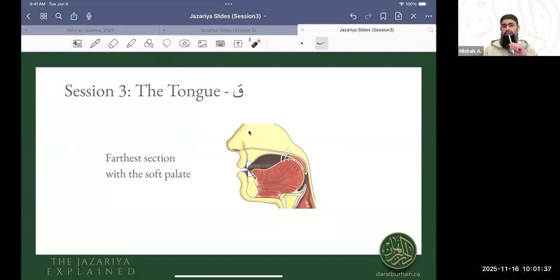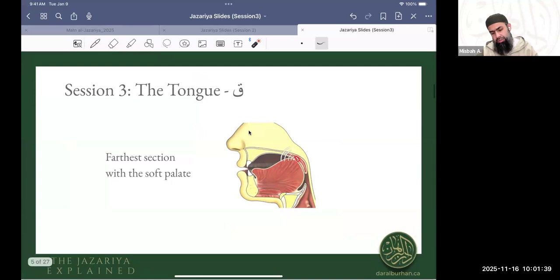So if you look at qaf, qaf is coming from the furthest section. It's in relation to something. I just mentioned it earlier, right? What is it in relation to? Where is it? It comes from the region where the soft palate is. Okay? So if someone says aqo, aqo, huh? The tongue pulls either to it or away from that area to produce qaf.